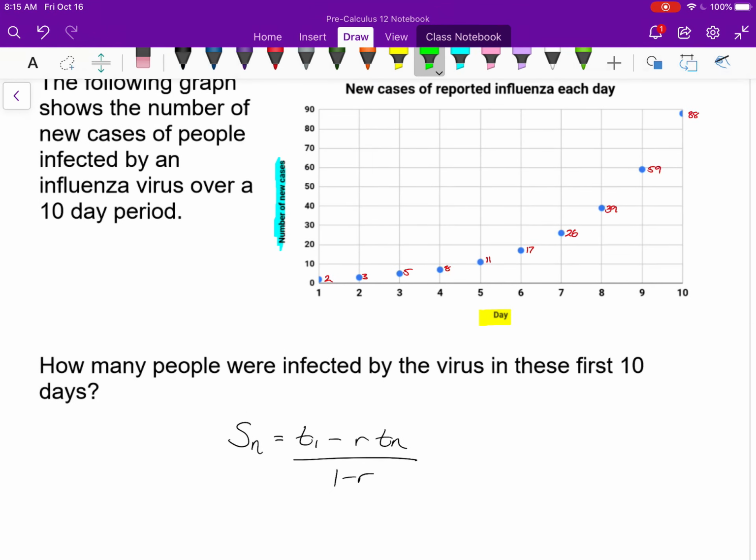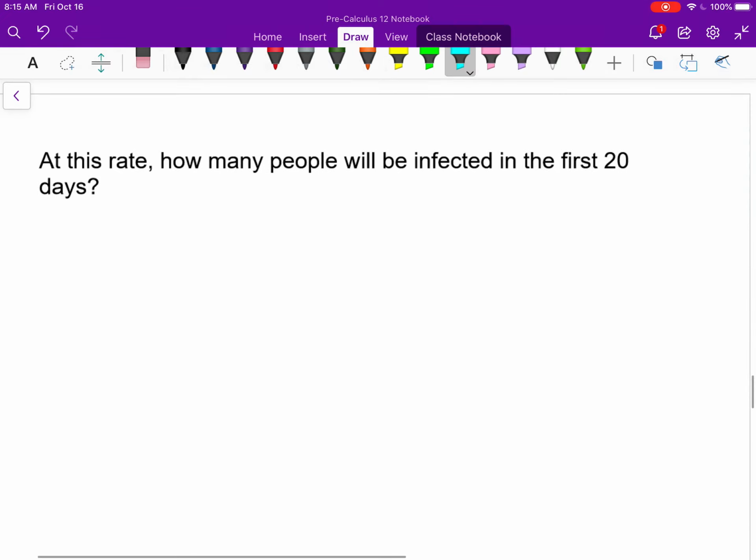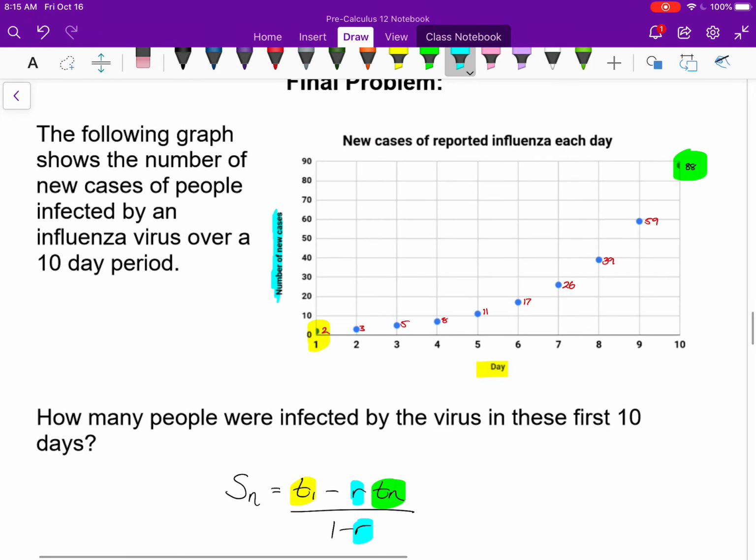all I need to do then is call Tn my 10th term, 88. T1 is my first term, 2. The common ratio, I don't know yet, but once I can figure it out, then I'll do that. And this will be quite important for the next question, which is how many people are infected after the first 20 days. Although, again, once I find R, I could just continue the pattern.